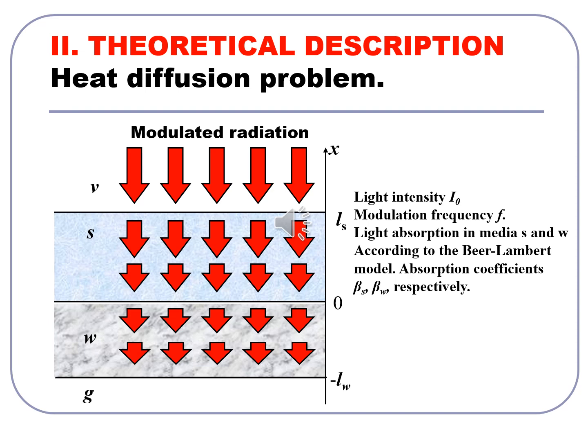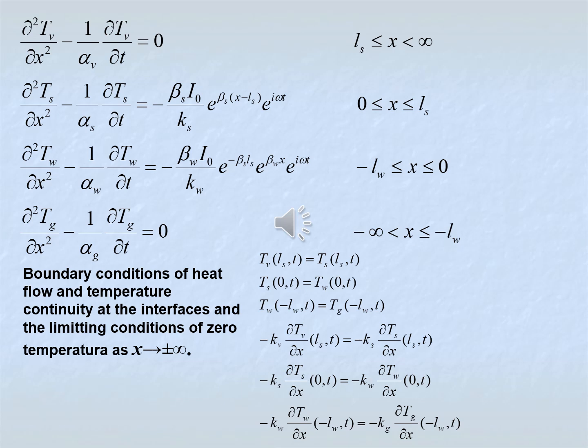The theoretical description of this technique involves the heat diffusion problem across various layers, 2 layers in this case. In this model, S and W media absorb radiation according to the Beer-Lambert model, with optical absorption coefficients beta sub S and beta sub W. The set of differential heat diffusion equations must be complemented with the usual conditions of heat flux and temperature continuity across the interfaces, and the limiting conditions of vanishing temperature as X goes to plus or minus infinity.